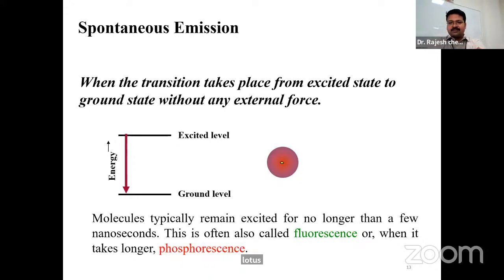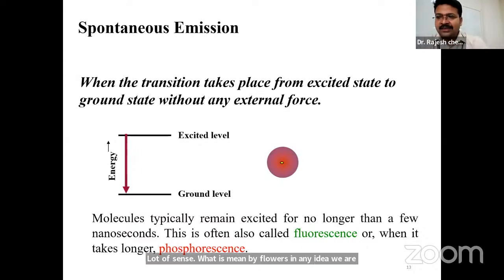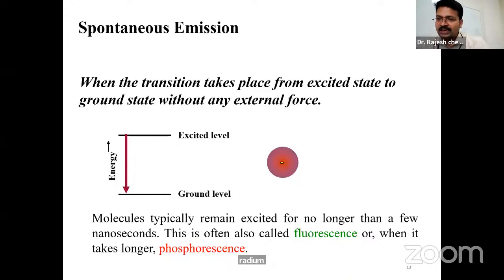Fluorescence, what is meant by fluorescence, phosphorescence? Any idea? We are seeing the fluorescence materials. We are using the radium for the fluorescence. How is it working with the low light?